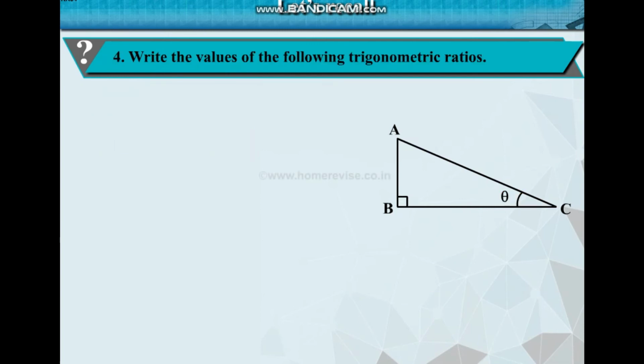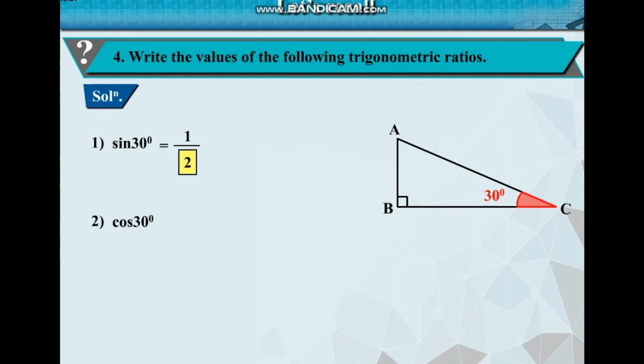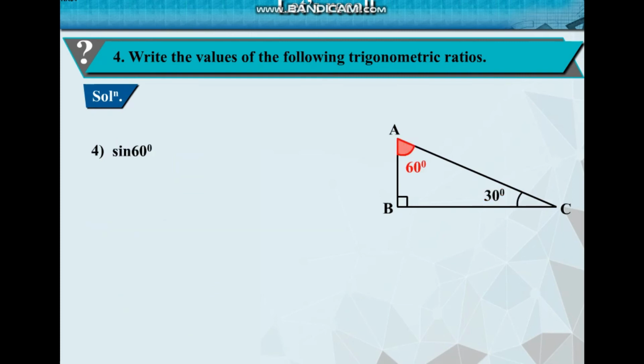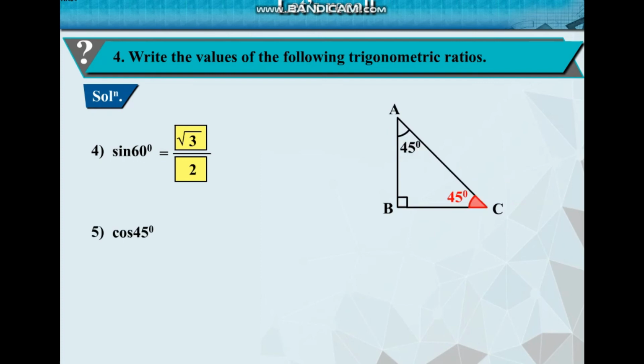4. Write the values of the following trigonometric ratios. Solution. 1. Sin 30 degrees is equal to 1 upon 2. 2. Cos 30 degrees is equal to root 3 upon 2. 3. Tan 30 is equal to 1 upon root 3. 4. Sin 60 degrees is equal to root 3 upon 2. 5. Cos 45 degrees is equal to 1 upon root 2. 6. Tan 45 degrees is equal to 1.